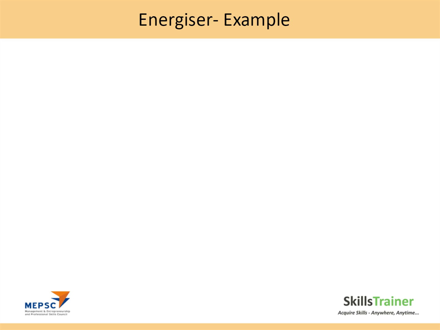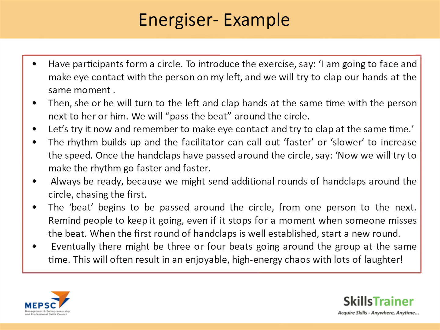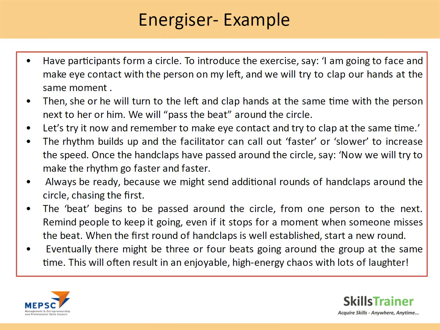Energizer example. Have participants form a circle. To introduce the exercise, say, I'm going to face and make eye contact with the person on my left and we will try to clap our hands at the same moment. Then she or he will turn to the left and clap hands at the same time with the person next to her or him. We will pass the beat around the circle. Let's try it now and remember to make eye contact and try to clap at the same time.